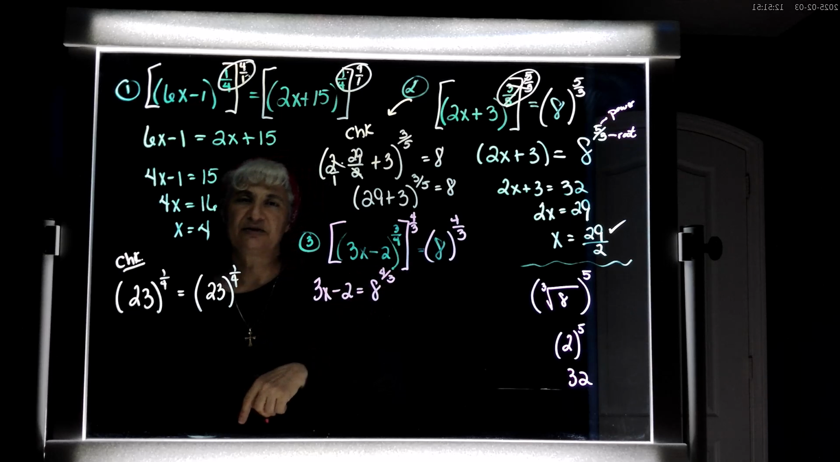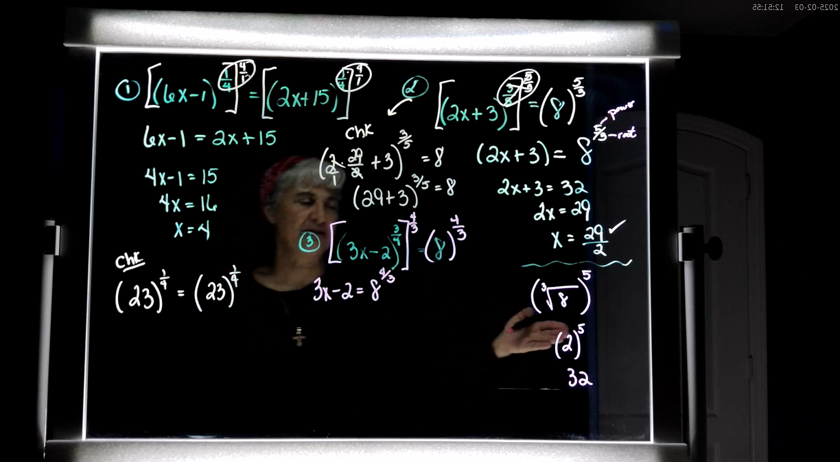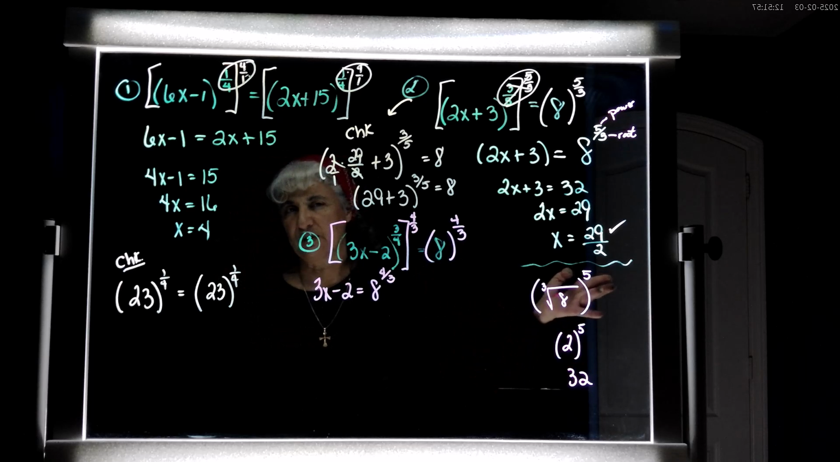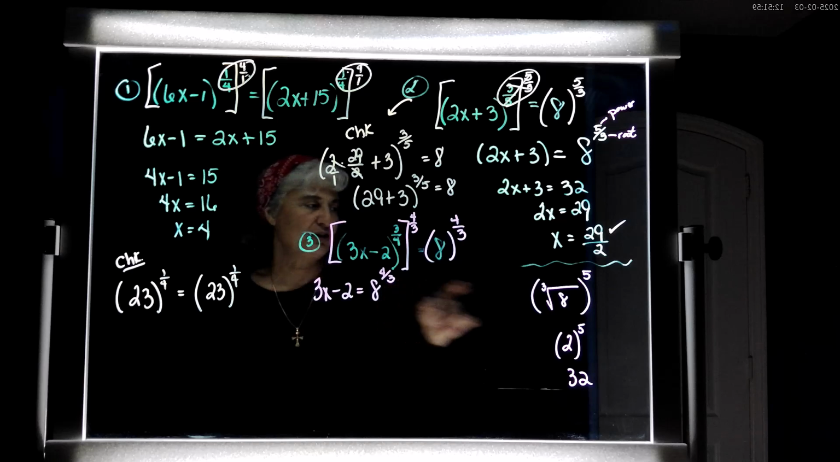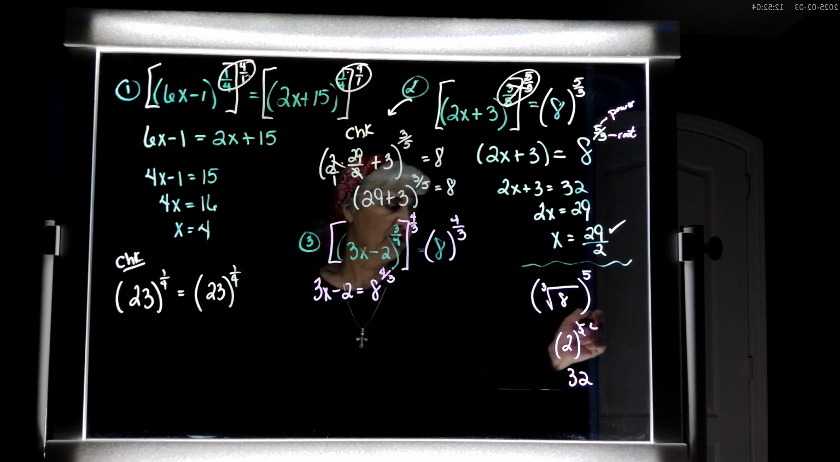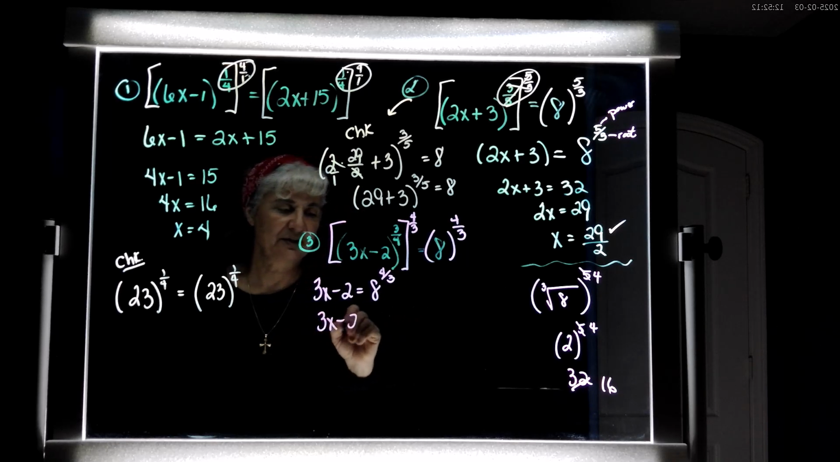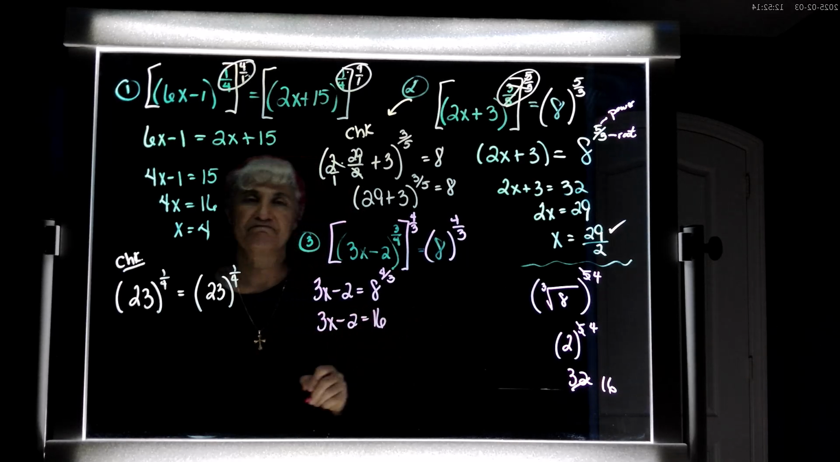How are you going to figure that out? Yeah, you're like, well, isn't it the same? You're right. It's basically the same, except the power is 4. So I would take the cubed root first, which gives you 2. But now I've got a power of 4. And 2 to the power of 4 is 16. So we have 3x minus 2 equals 16.